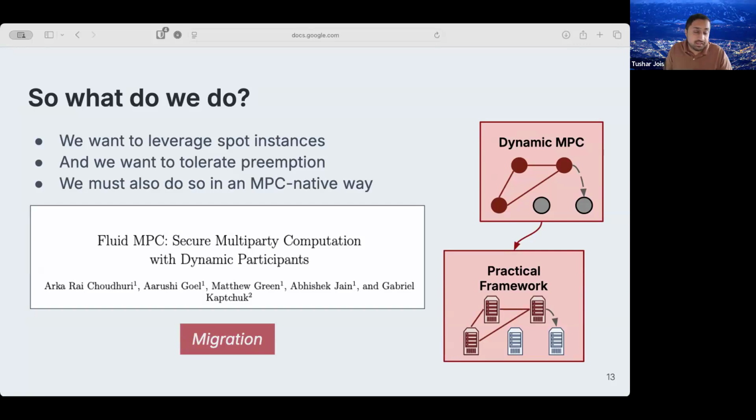Now, an interesting thing here is that dynamic MPC, like I said, is theoretical and focuses on rounds. So after one round of computation, I can hand off. But a spot instance preemption may happen at any time. It can happen even within a round, before the round completes. So bringing dynamic MPC into a practical framework is part of the contribution of our work.